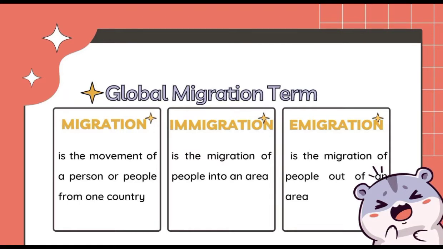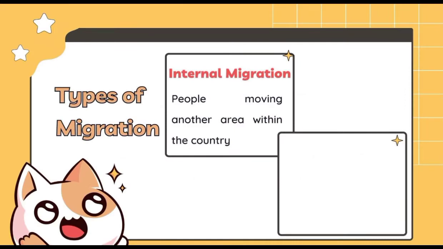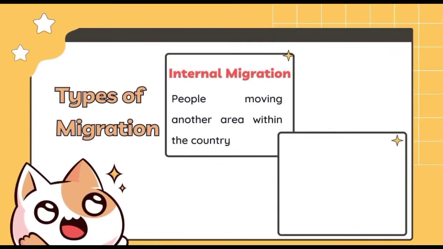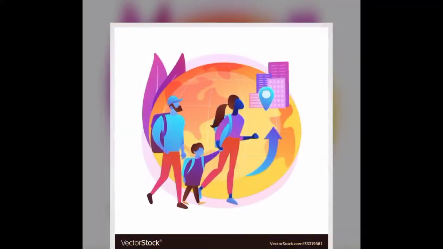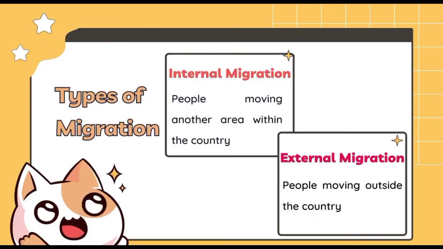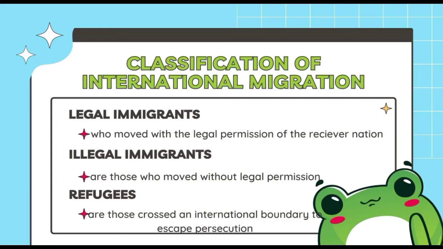That is emigration. Next are the types of migration, which is the internal migration and external migration. Internal migration. People moving to another area within the country. So internal migration or domestic migration is a human migration within a country. While external migration, people moving outside the country. So external migration occurs when a person or group of people emigrate from their own country to live in another country. So this is the classification of international migration.